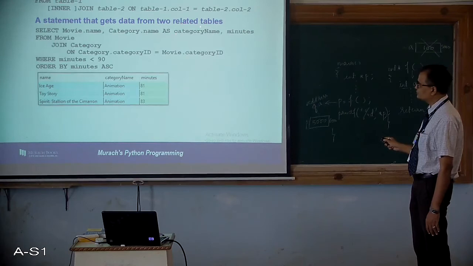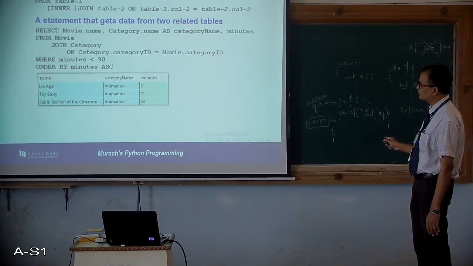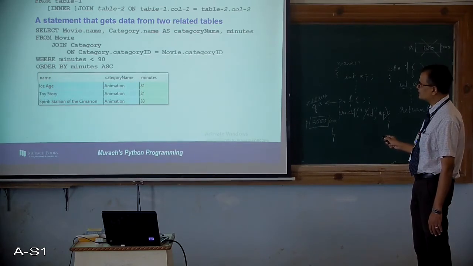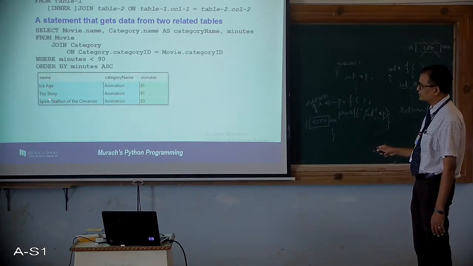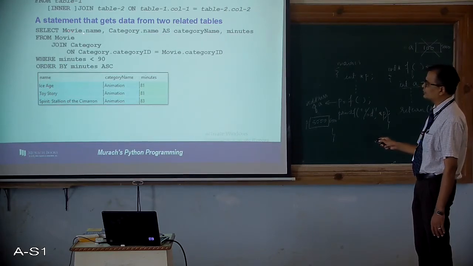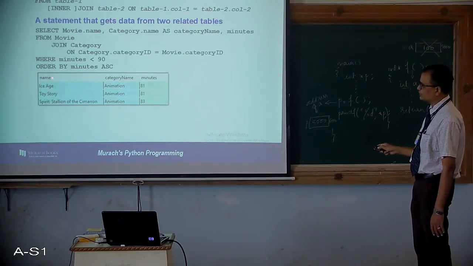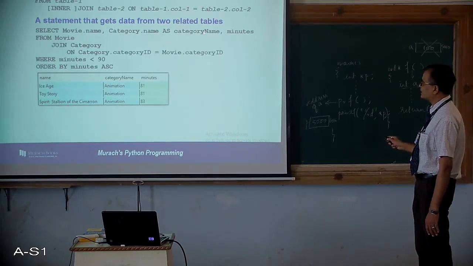Category name, this name will be displayed as category name. This name will be displayed as name only. This name will be displayed as category name. The name of the movie is shown as it is. You can write it right here like this: movie dot name as movie name. Then instead of name, movie name will be displayed, and the other as category name.